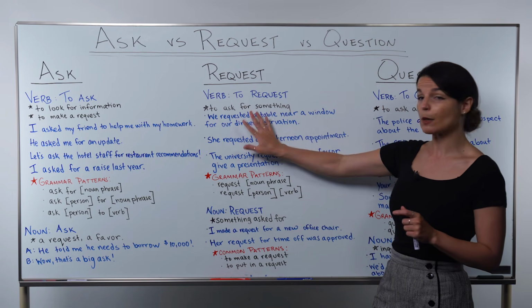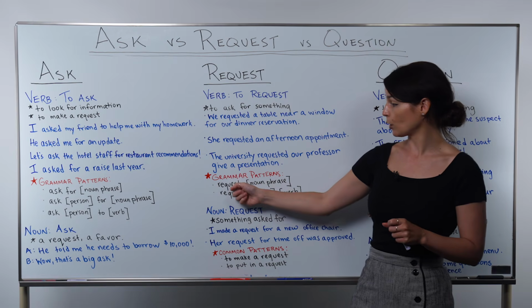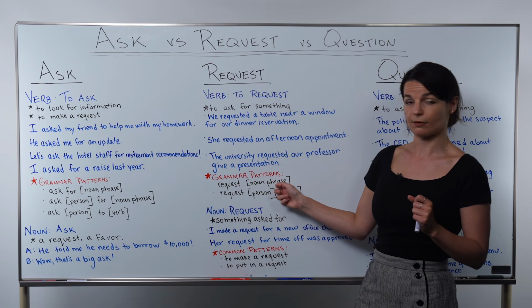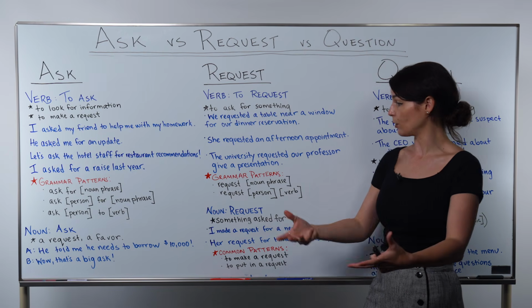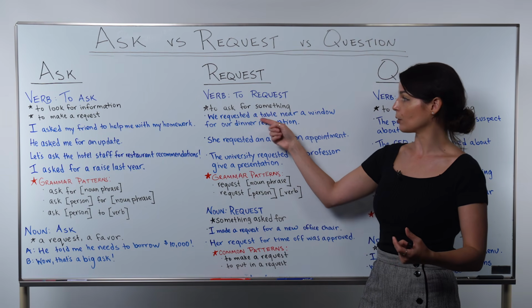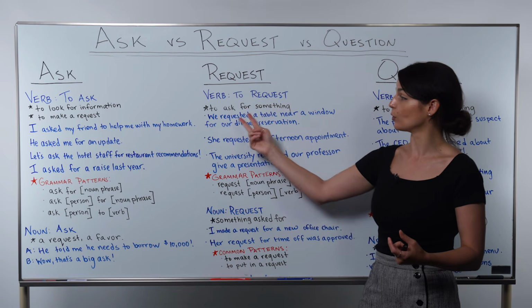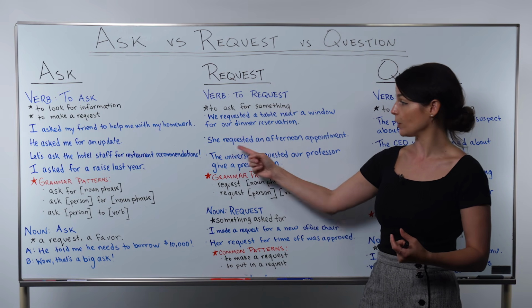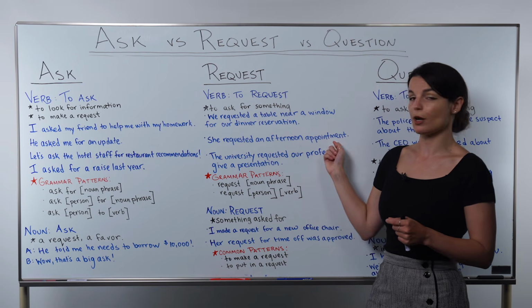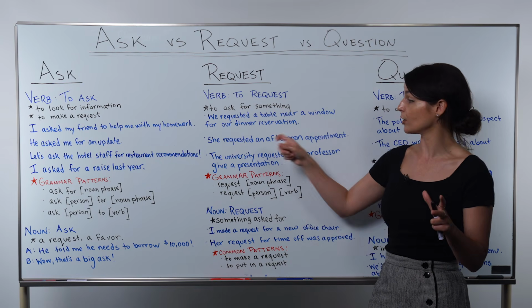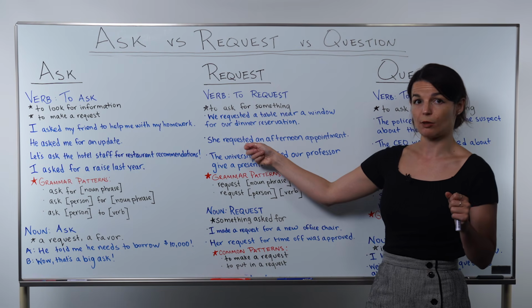Okay, so the grammar patterns we see here are request plus noun phrase, right? So request a table. We requested a table near a window, right? So the noun phrase, or just the noun in this case, is directly after the verb. We see this in the second example too. She requested an afternoon appointment. So that's our noun phrase. It's directly after the verb here.